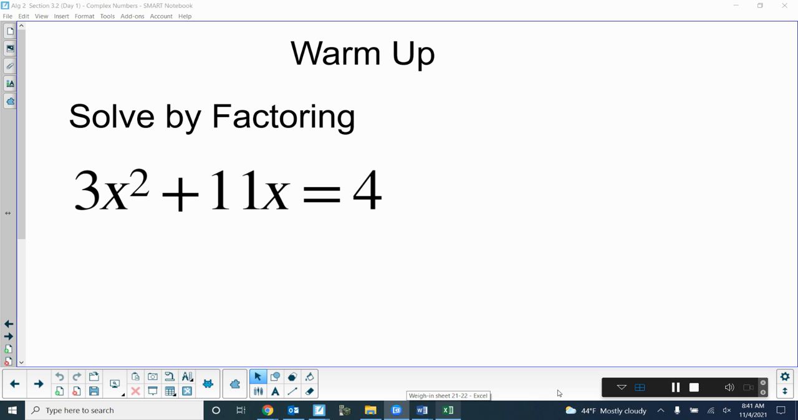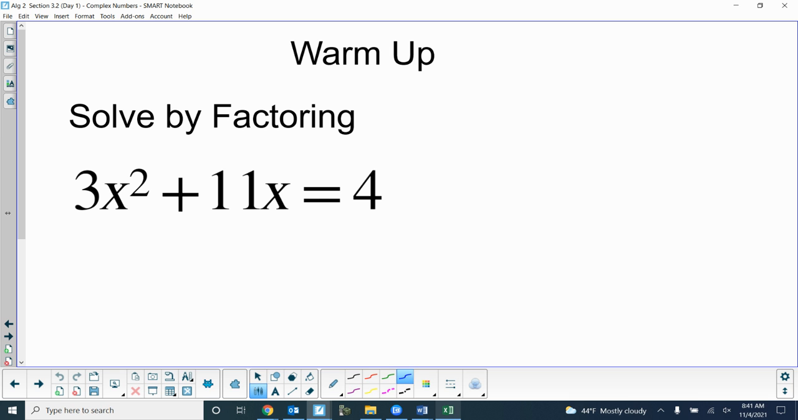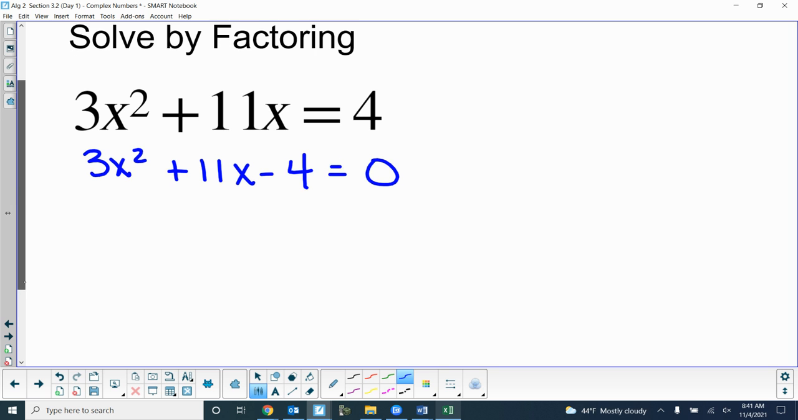All right, what do we got to do first for the warm-up problem? Bring 4 to the other side, good. So we got 3x squared plus 11x minus 4 equals 0. That's always the first step when you're solving by factoring a quadratic equation: set it equal to 0.